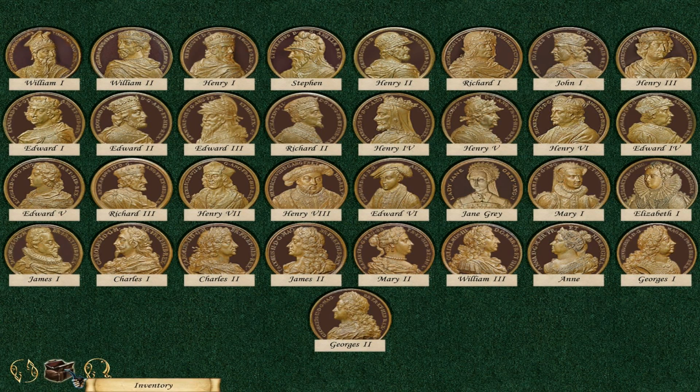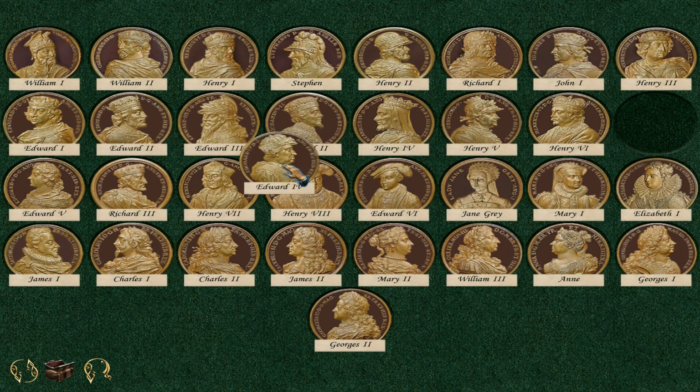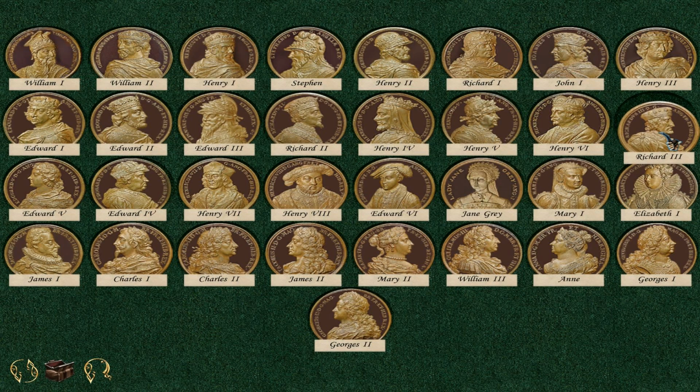Youngest Henry. From the youngest Henry, award half his number to Edward. You replace. Oh, with the Richard whose number is the same minus that of Charles I. Right, so. Perfect. Now on to the next step. Right, okay.